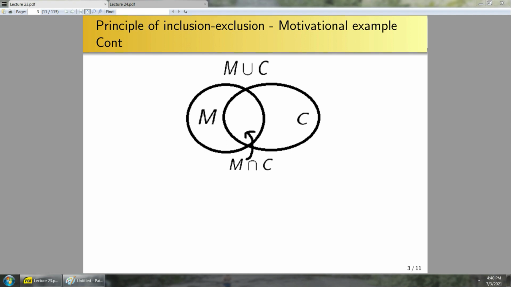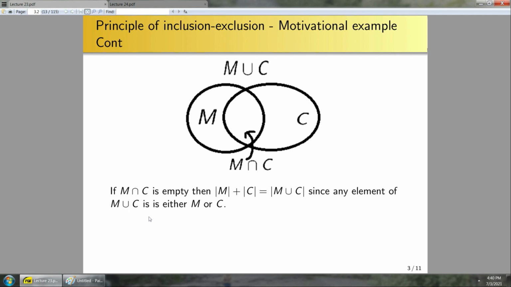So let's use a hand-wavy counting argument to try to find a relation between the cardinalities of these sets. If the intersection is empty, then the cardinality of M plus the cardinality of C is simply going to be the cardinality of the union. Why? Well, any element of M union C is either in M or C, and if the intersection of M and C is empty, then this equality holds exactly. On the other hand, if M intersect C is not empty, then the cardinality of M plus the cardinality of C is bigger than the cardinality of M union C, since I've double counted something.